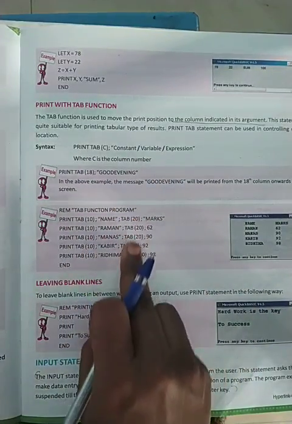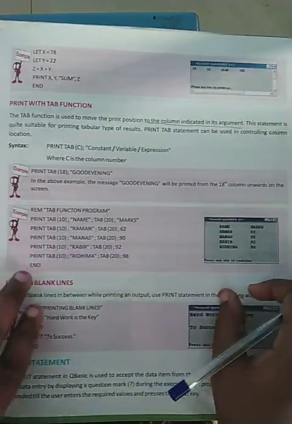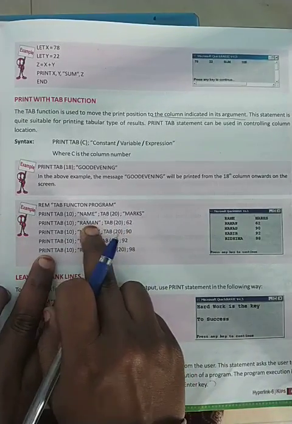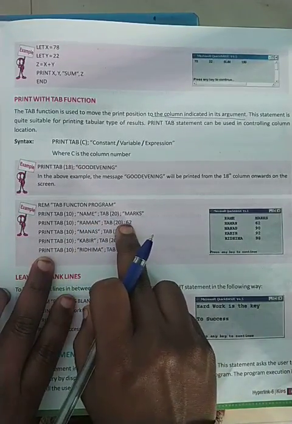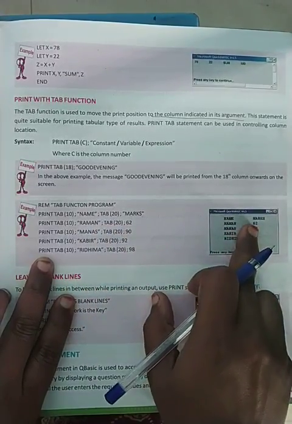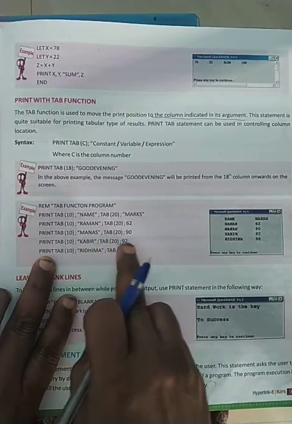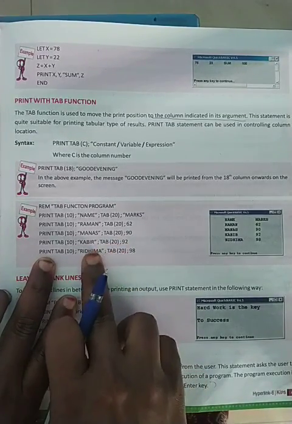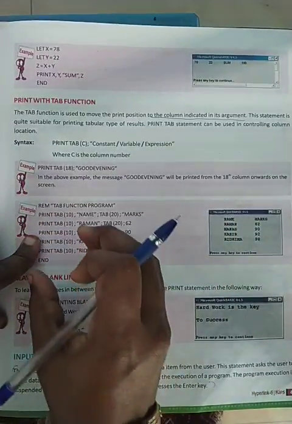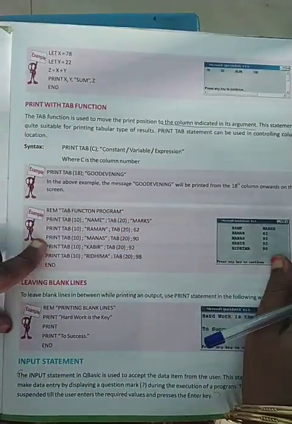Say, look at this program. I want the name at tab 20. That is, after 20 spaces I have to print the marks. Say the name is Raman. After tab 20, I have to go to the 20th column, and I will write the marks as 62. Manas, in the 20th column, I will write the marks as 90. For Kabir, I will have 92 in the 20th column. Likewise. And before that also, if I need space, I am giving tab. So this is for giving a good look, a clean presentation for the output.